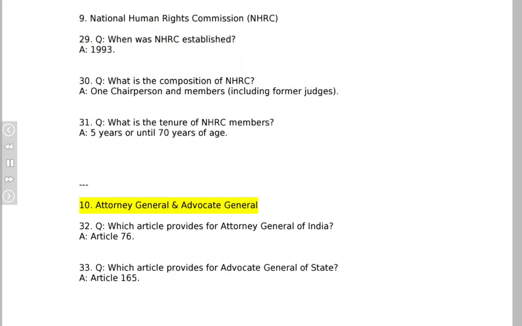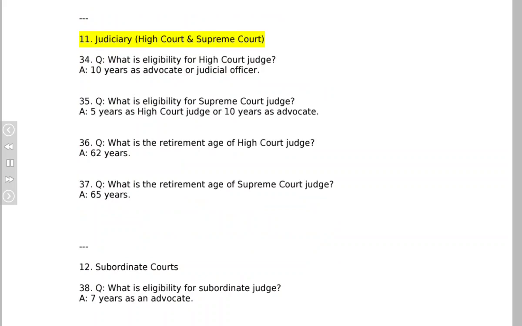10. Attorney General and Advocate General. 32. Q. Which article provides for Attorney General of India? A. Article 76. 33. Q. Which article provides for Advocate General of State? A. Article 165. 11. Judiciary, High Court and Supreme Court.